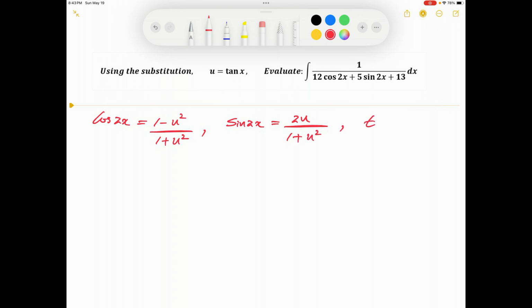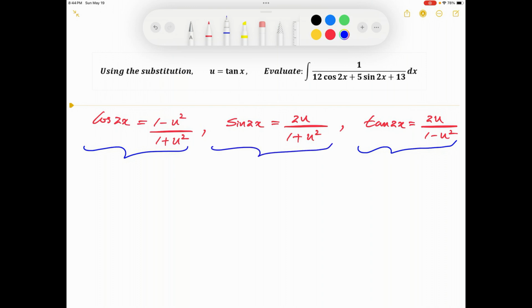Similarly, tangent 2x is equal to 2 tangent x divided by 1 minus tangent squared x. Since tangent x is equal to u, we can write tangent 2x as 2u divided by 1 minus u squared. This identity for tangent 2x is very popular. Almost everybody knows that. However, you may not know these two identities, sine 2x and cosine 2x, using tangent x.